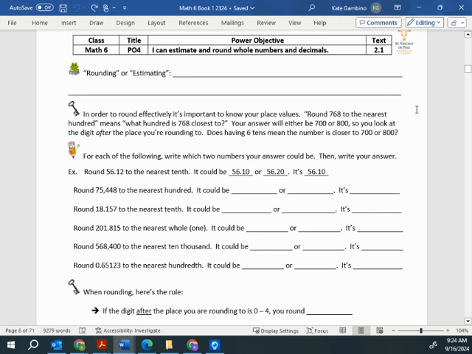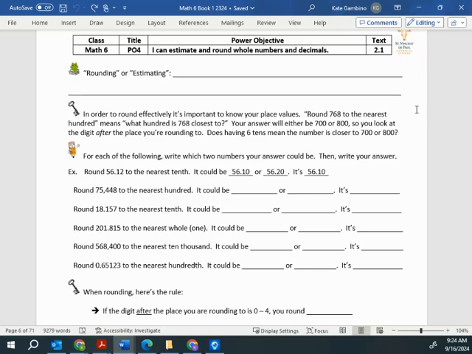Good morning. Today we are continuing on with unit 1. We are working on PO4. I can estimate and round whole numbers and decimals. So we need to think about what it means to round or estimate.